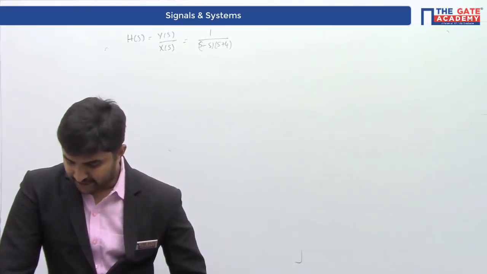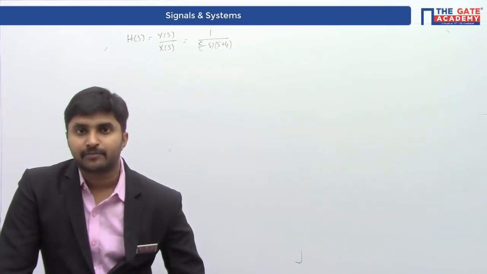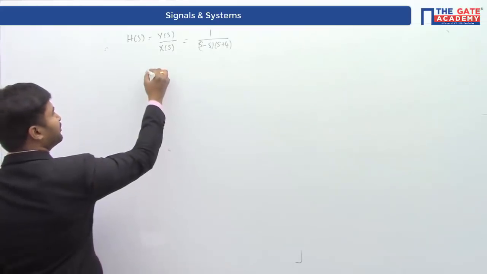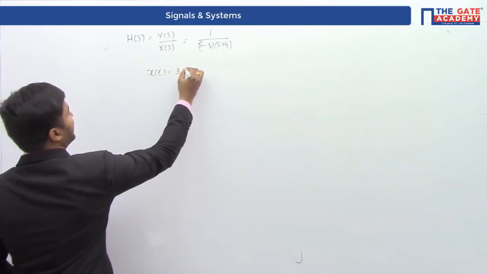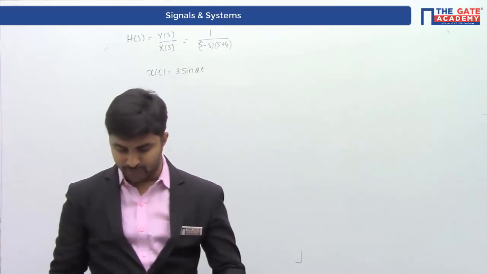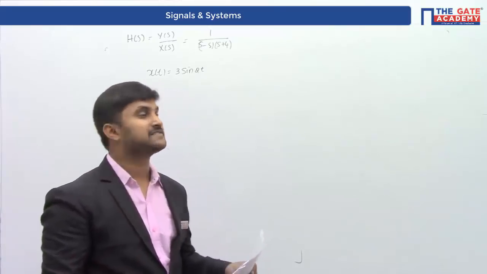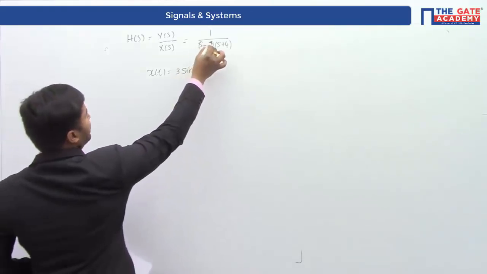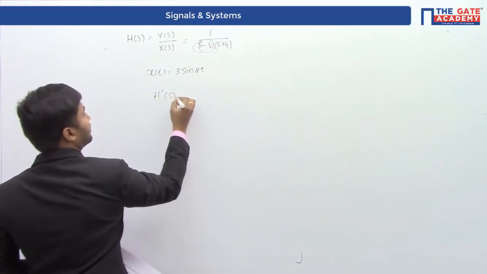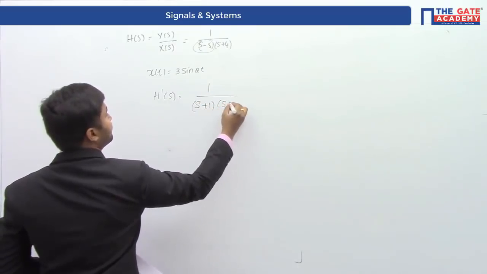So see here, the third part of the question is the output for sinusoidal input x of t, which is equal to 3 sine 2t, for the above system, if the pole at s is equal to 5 is replaced by the pole at s is equal to -1. So you are having the pole at s is equal to 5. If you replace it with s is equal to -1, then the change to the transfer function is going to be something like this.